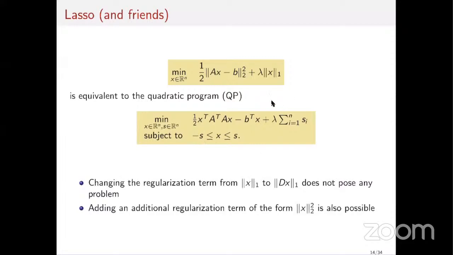Now, if I want to change the regularization from the L1 norm of x to the L1 norm of Dx, this does not pose any problem. It's not like the proximal gradient, where the L1 norm has a simple prox, but the L1 norm of Dx does not have a simple prox. Here, changing x to Dx does not pose any problem. Things are still linear, and so they still fit very well the model of quadratic programs. Also, you can add some additional regularizations if you want, like an L2 norm or whatever.